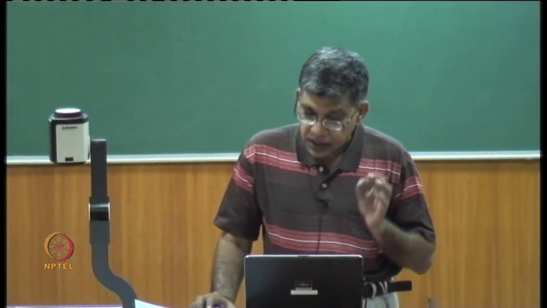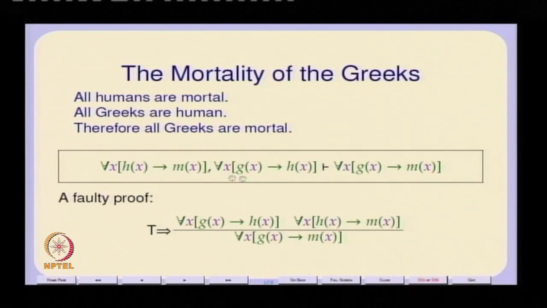So in any case, in any proof that involves quantification, you cannot apply such rules like the transitivity of arrow directly. The transitivity of arrow is a propositional rule. It is not a predicate calculus, it's not a predicate logic rule.